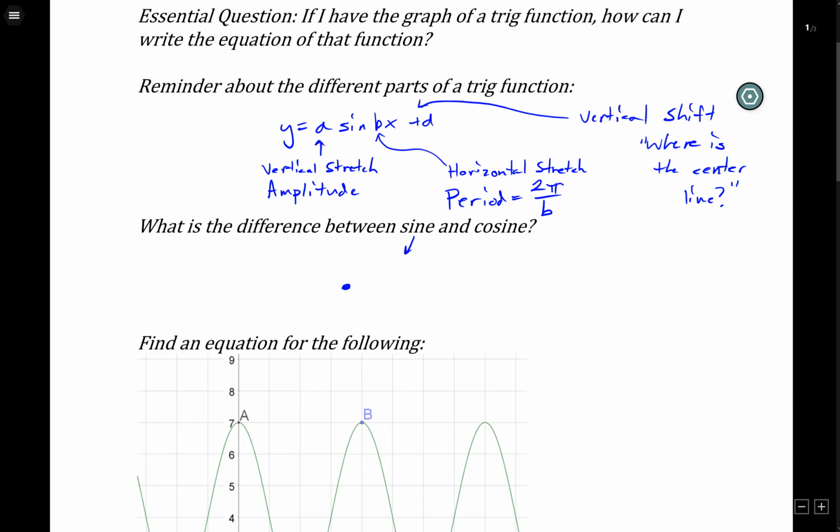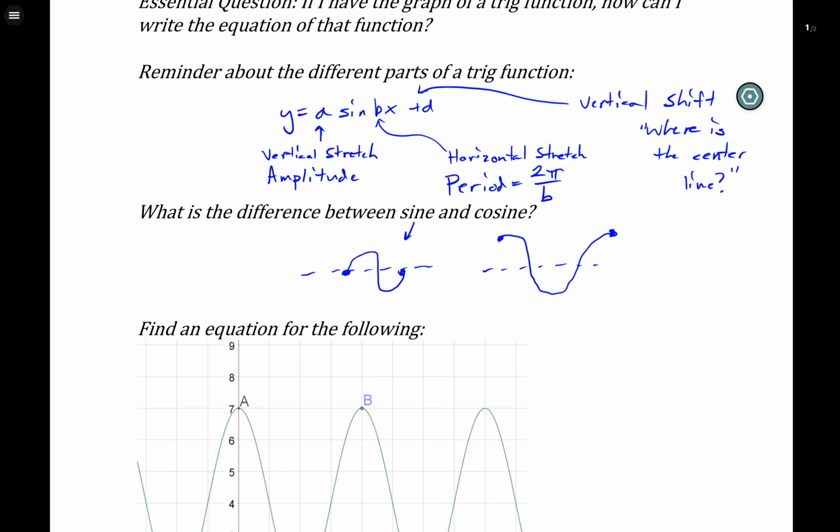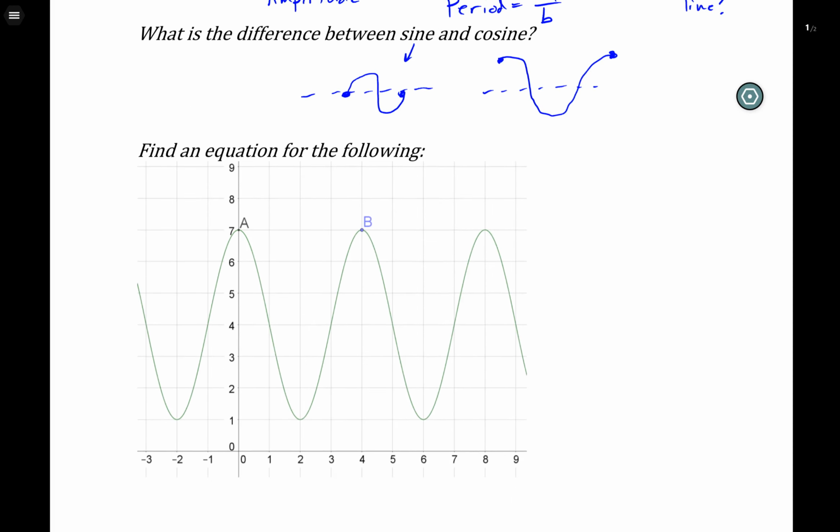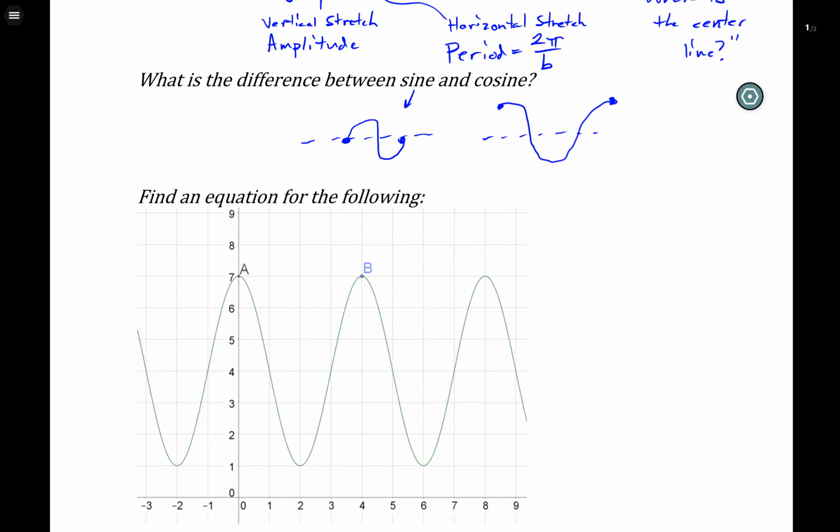Okay, and just a real quick reminder, there is a difference between sine and cosine. Sine starts in the middle, goes up, and returns to the middle. Cosine, if the center line is here, starts at the top, goes down, and then comes back. It passes through the center line, but it's starting at the top. So sine starts in the middle, cosine starts at the top. Let's use all these things and put them together. We need to make an equation for this graph.